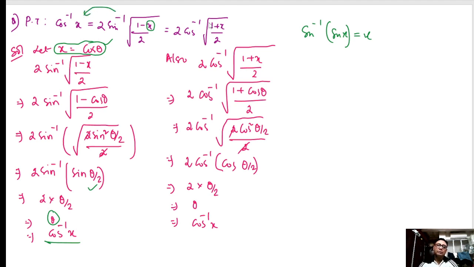Now let us come to the other part, where we have taken x as cos theta. So 2 cos square theta by 1 plus cos theta is 2 cos square theta by 2. 2 cuts. This becomes cos theta by 2. Cos inverse of cos theta by 2 is theta by 2. So 2 and 2 will cut, giving theta, and theta is cos inverse x. Clear?